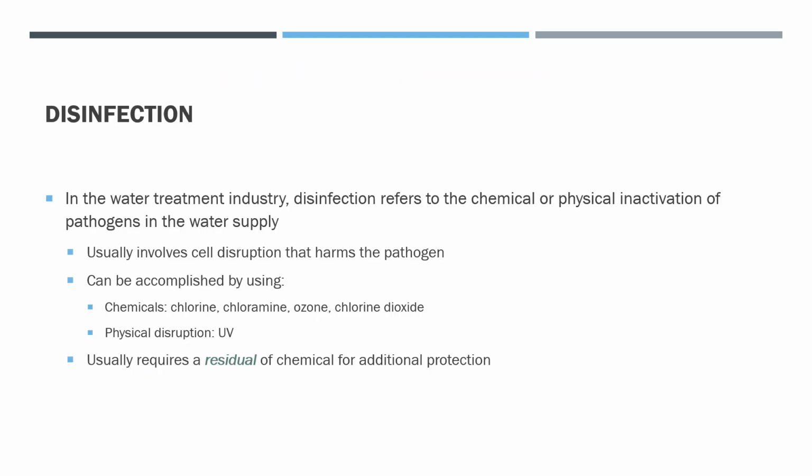From there, we go on to disinfection. Of course, in the water treatment industry, disinfection is going to refer to the chemical or the physical inactivation of the pathogens that we find in our public water supplies. Usually it's going to involve some type of cell disruption that's going to harm the pathogen and kill it. That can be accomplished either by using some chemicals like chlorine, chloramines, ozone, chlorine dioxide, or other kinds of chemicals, or it can be a physical process. Physical disruption can be accomplished by UV disinfection, ultraviolet disinfection. No matter which way you use, in Ohio, you are required to have a residual of chemical for the distribution system, so typically that's going to be chlorine anyway.